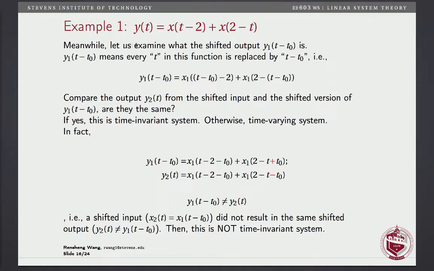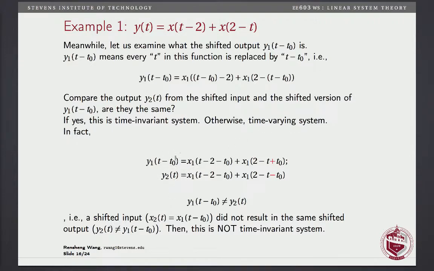And meanwhile, let's examine the shifted output y1(t minus t naught). y1(t minus t naught) means every t in this function is replaced by t minus t naught. So that's the term for y1(t minus t naught). We need to compare y2 with y1(t minus t naught) here. If they are the same, then this is a time invariant system. Otherwise, we call it time varying system.